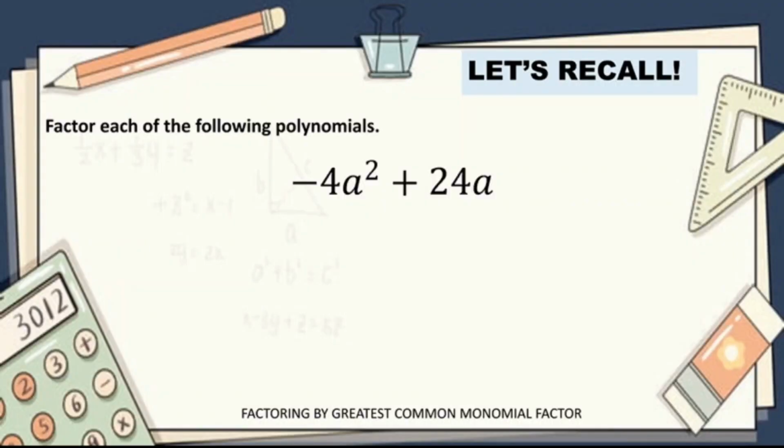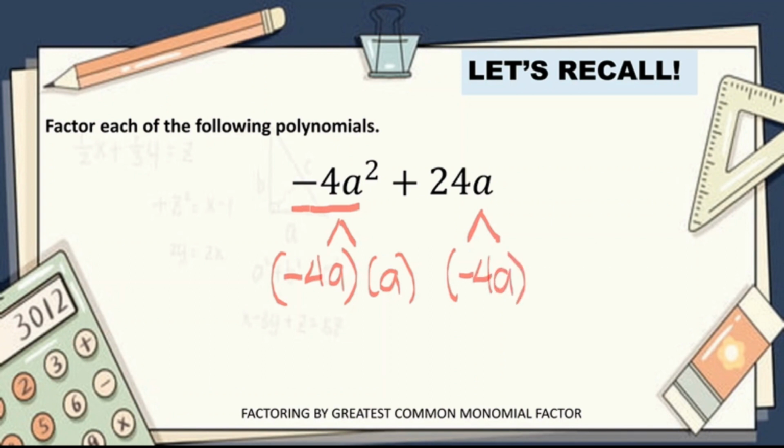Factor negative 4a squared plus 24a. So again, we factor each term of the polynomial. We'll start with negative 4a squared. The factor of negative 4a squared is negative 4a multiplied to a. And the factor of 24a will have negative 4a multiplied to negative 6.